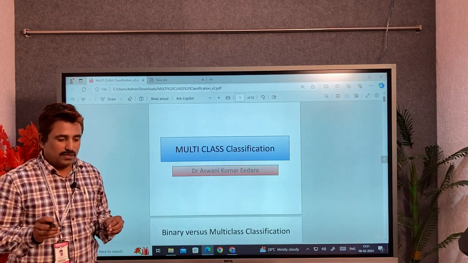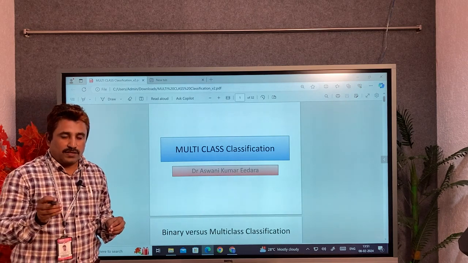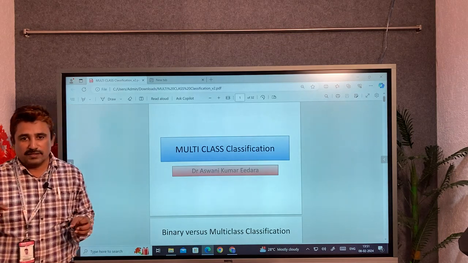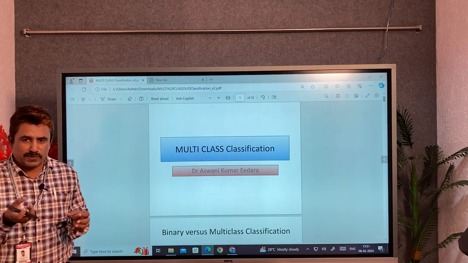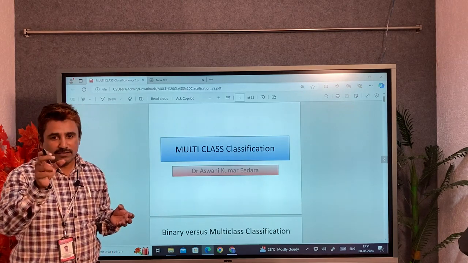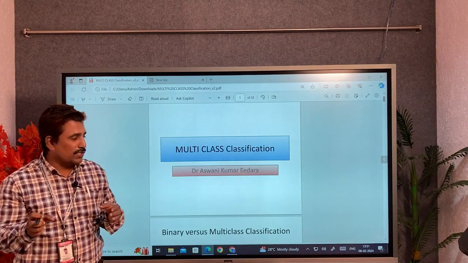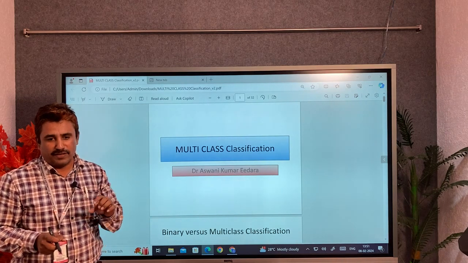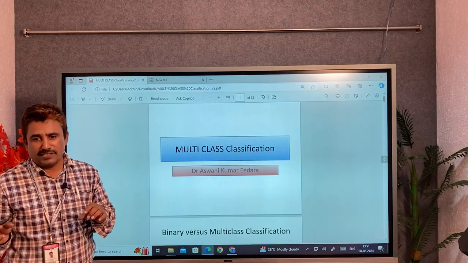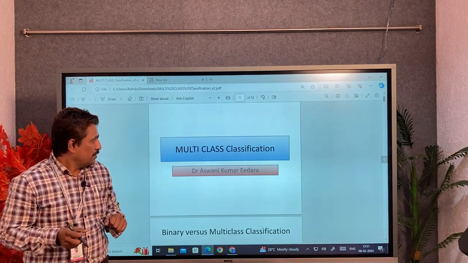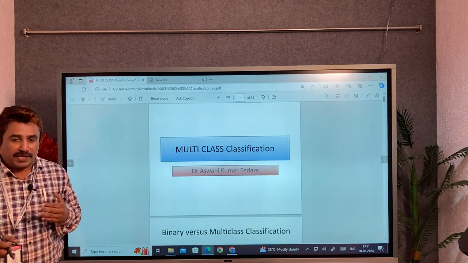So for example, whether a patient has cancer or not, based on the tumor size we will be able to tell. So is he having cancer or not having cancer? So there are only two classes. Not having cancer is nothing but healthy. So that is binary classification.